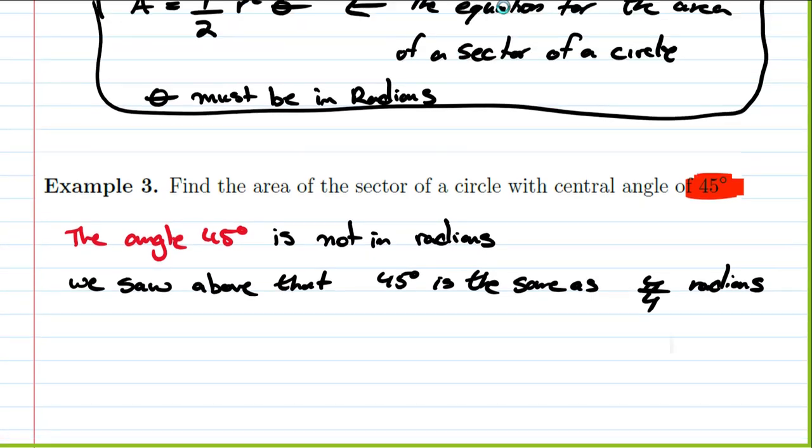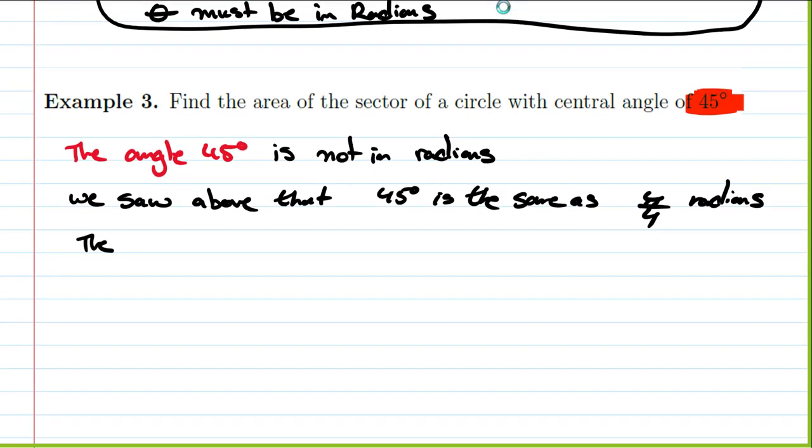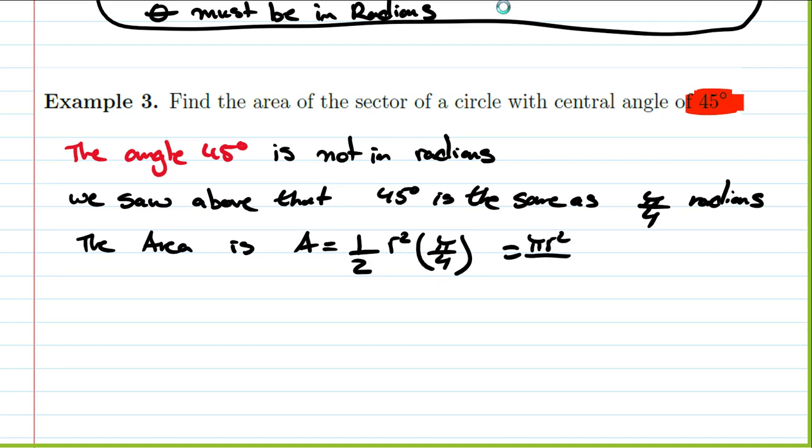So then, if that's the case, the area is A equals 1/2 r squared times pi over 4. So that would give us r squared, or pi r squared, divided by 8. So the area of the sector of a circle with central angle 45 degrees is pi r squared divided by 8 for any radius r.